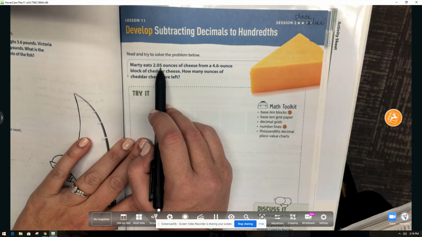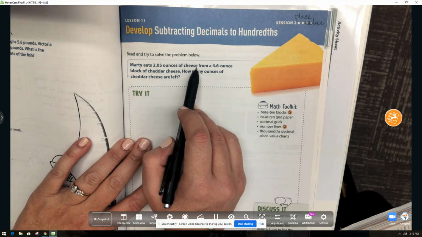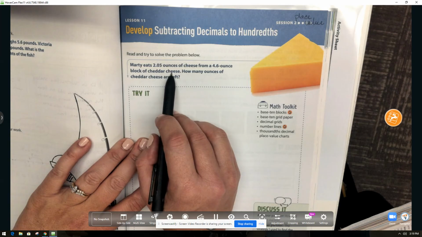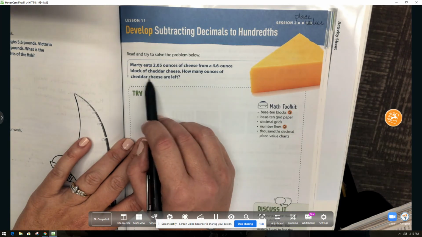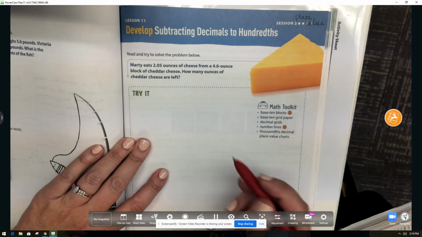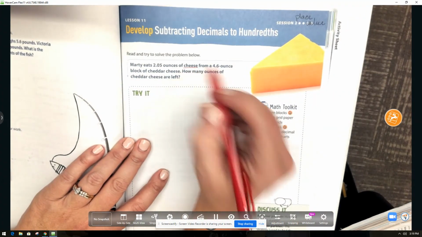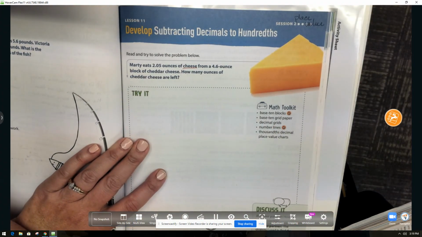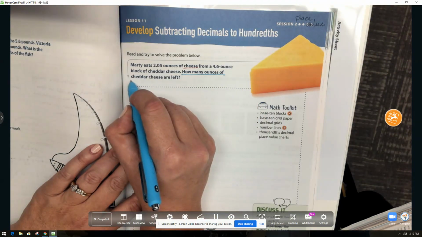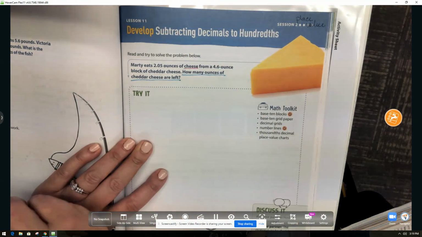Marty eats 2 5/100 ounces of cheese from a 4 6/10 ounce block of cheddar cheese. How many ounces of cheddar cheese are left? So first of all, what is this question about? Well, this question is about cheese and how much of it Marty eats. So what is it that we want to solve? We want to find out how many ounces of cheddar cheese are left.